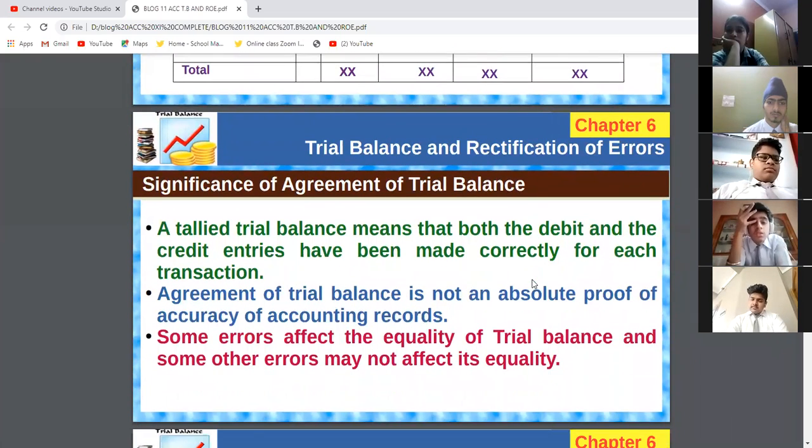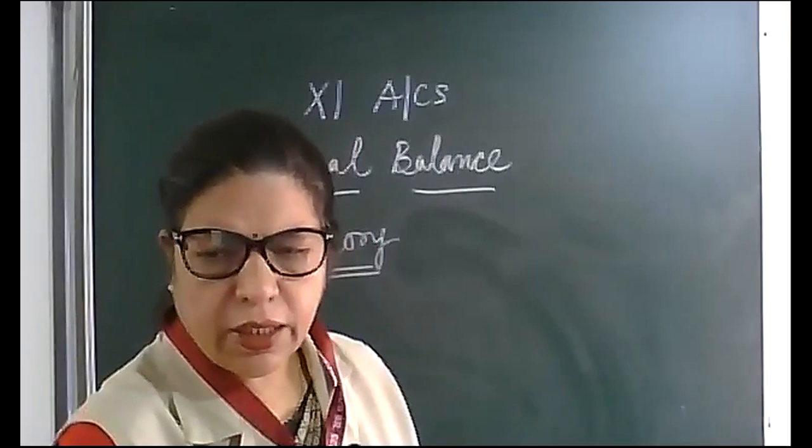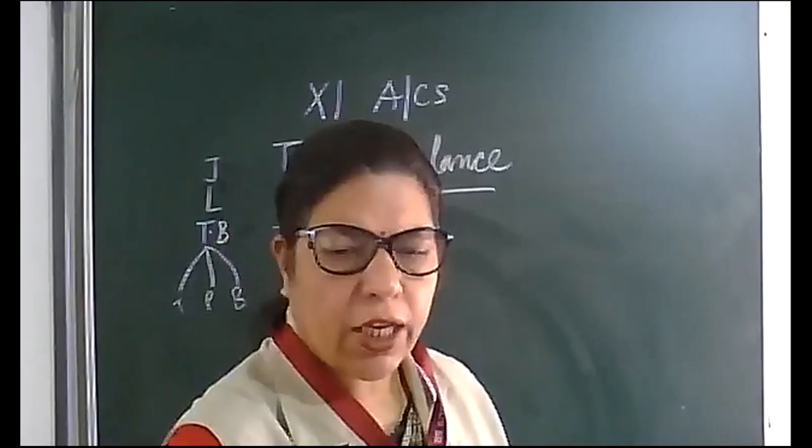Okay, and if the trial balance matches, it means all the accounting system is correct and there is no error. But still, it is not an absolute proof of accuracy. Some errors may be there. So today we completed trial balance.